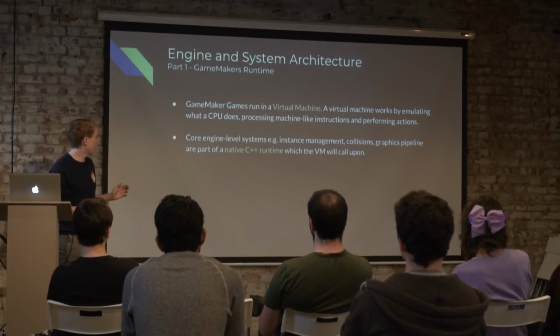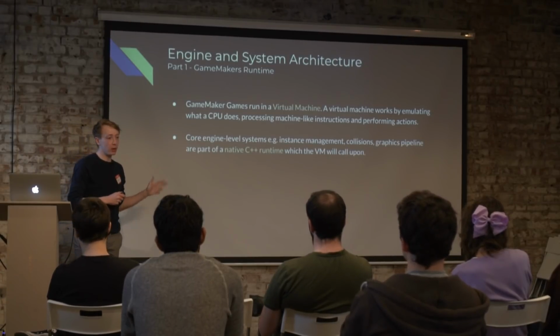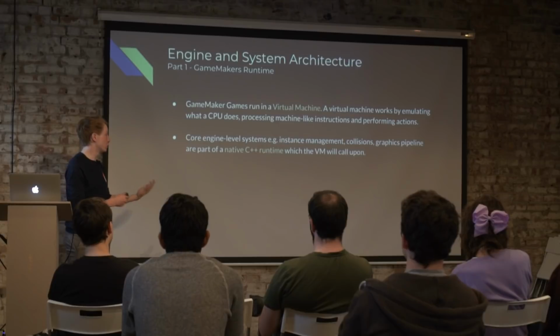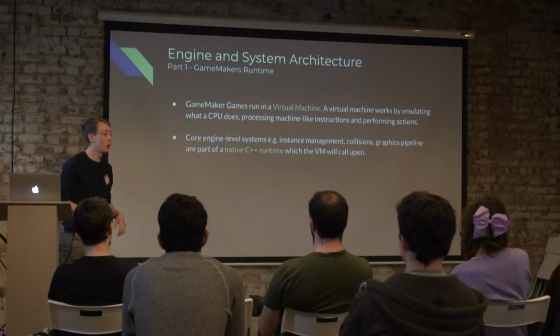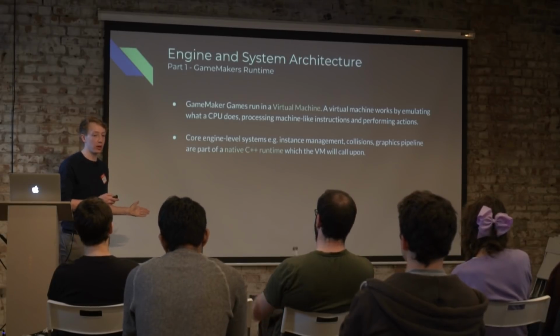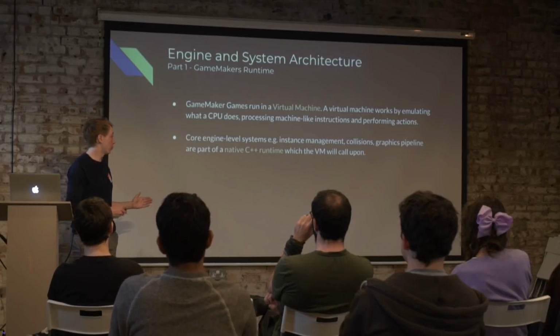The important thing to note here is that a lot of the stuff in GameMaker actually runs inside a native C++ runtime. So things that aren't your code, but functions that you call, so for example, instance creation, collisions, and the graphics pipeline are all managed natively. And that means that they're actually quite fast already, and it's kind of difficult to gain performance on them.